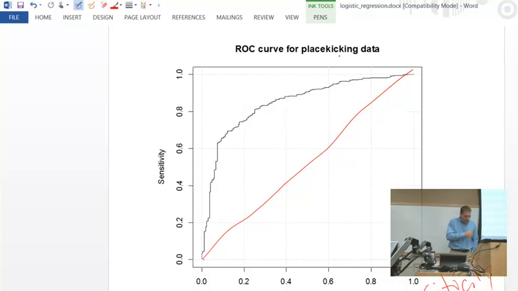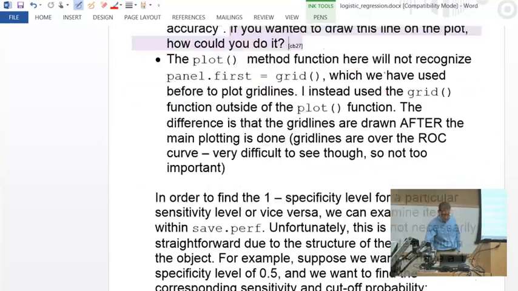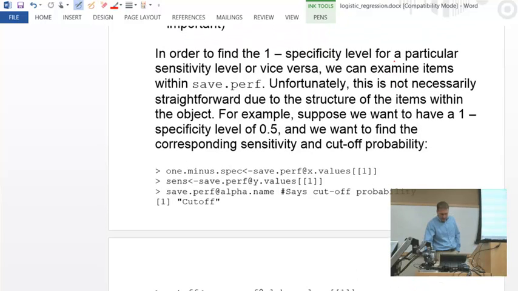Now, quickly here, let's go to page 27 then. Unfortunately, I guess we don't have time. Well, we'll start here next class. This shows you then how you can find what the corresponding cutoff probabilities are.